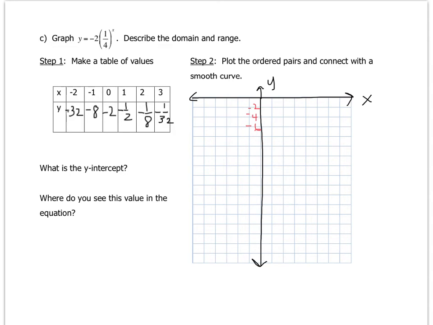So now I just plot my points, and then I connect my smooth curve. So I keep getting closer and closer to the x-axis, but I don't touch it. There is not a number that you can plug in that will give you a 0 answer. And there's my graph. And let's finish up on the left before we do the domain and range. Actually, we can do the domain and range now.